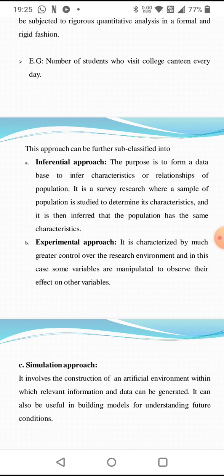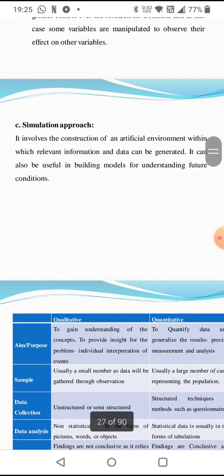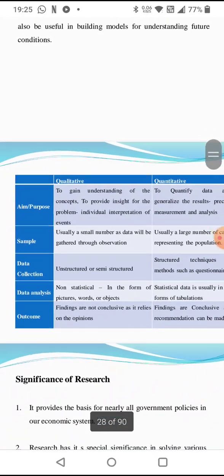Coming to experimental approach, it is characterized by much greater control over the research environment, and in this case, some variables are manipulated to observe their effect on other variables. And the last is simulation approach. It involves the construction of an artificial environment within which relevant information and data can be generated. It can also be useful in building models for understanding future conditions.